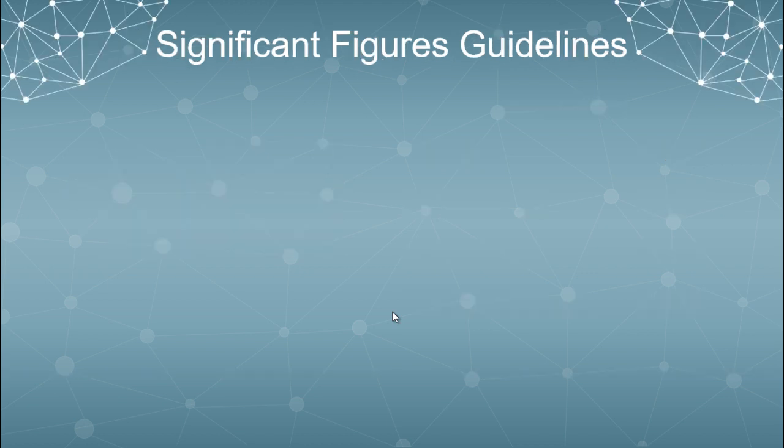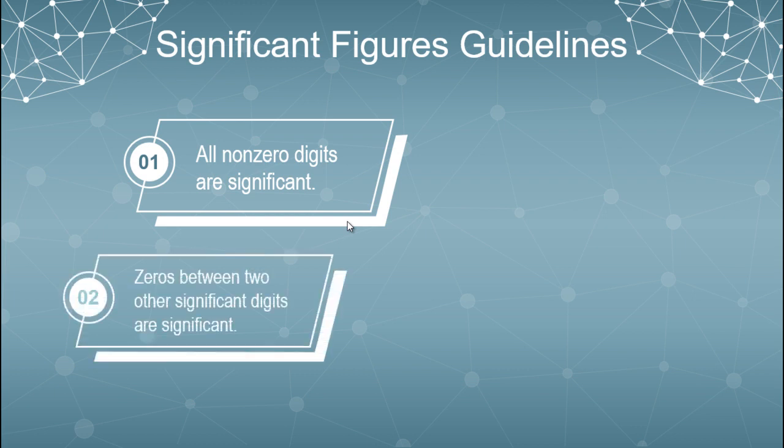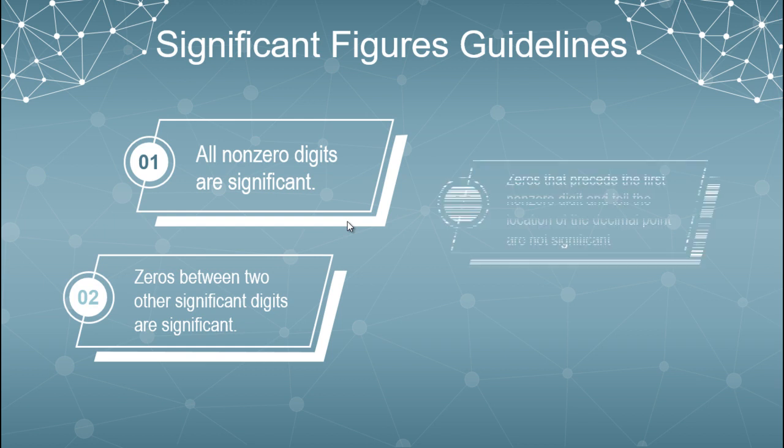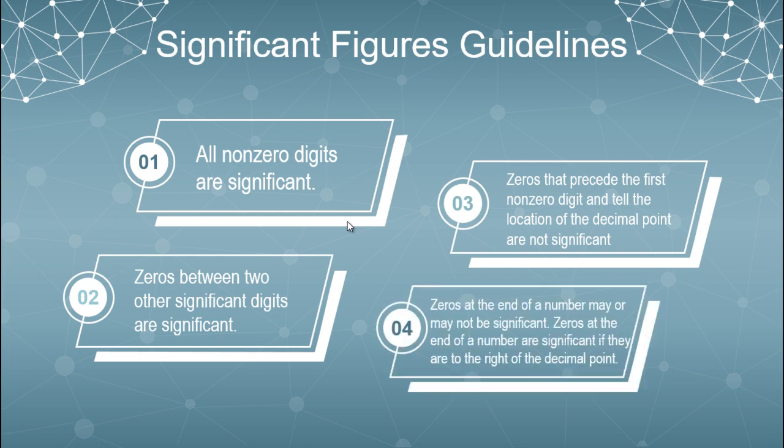So to recall, we have 4 guidelines in identifying how many significant figures are there in a given measurement. So first, all non-zero digits are significant. Number 2, zeros between two other significant digits are significant also. And number 3, zeros that precede the first non-zero digit until the location of the decimal point are not significant. And the last, zeros at the end of a number may or may not be significant. Zeros at the end of a number are significant if they are to the right of the decimal point after a non-zero digit.